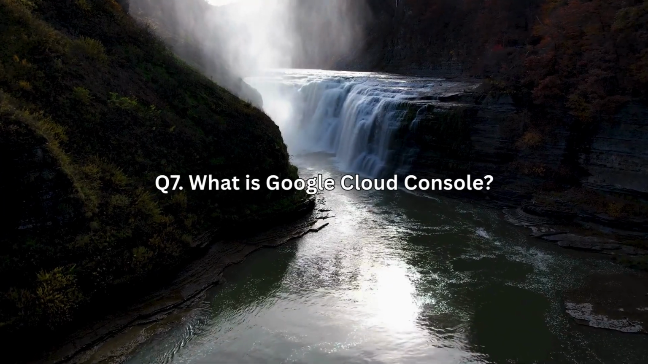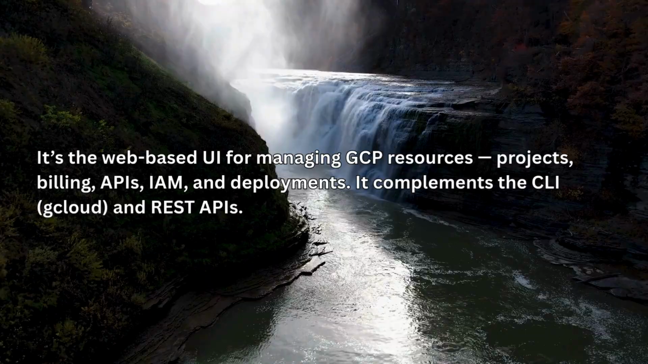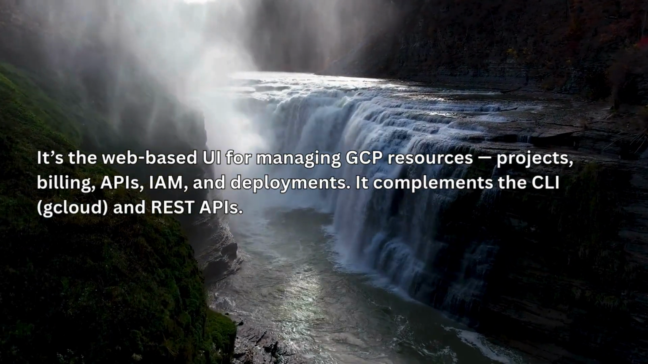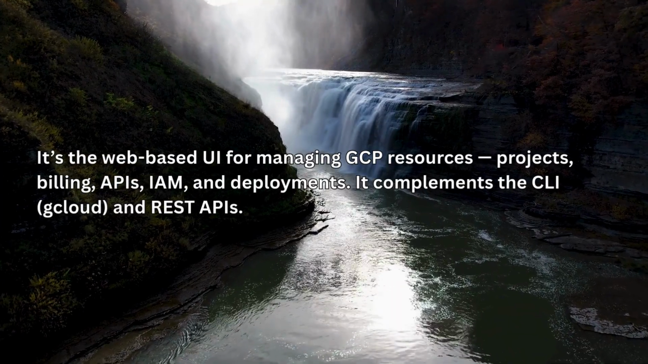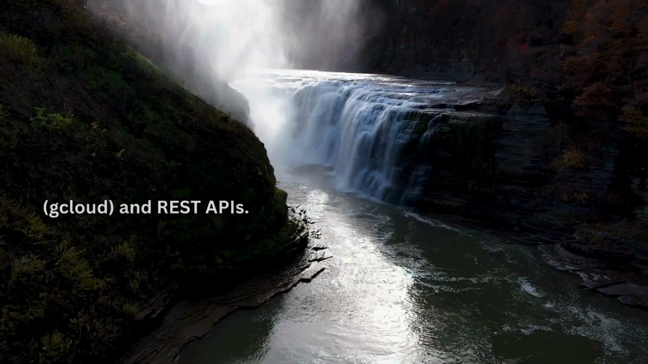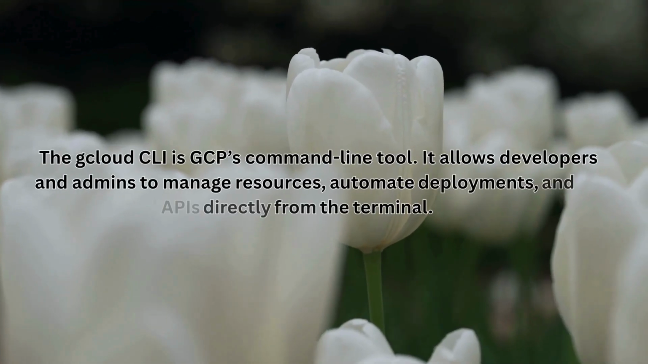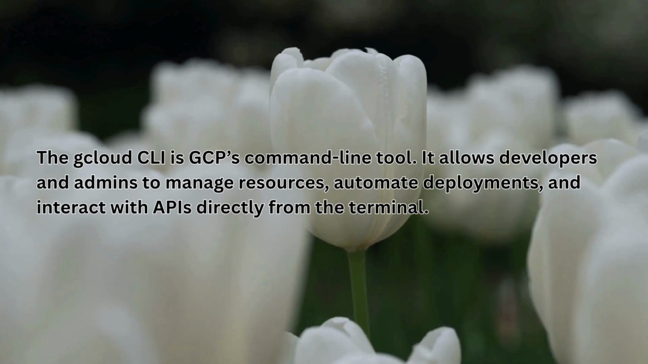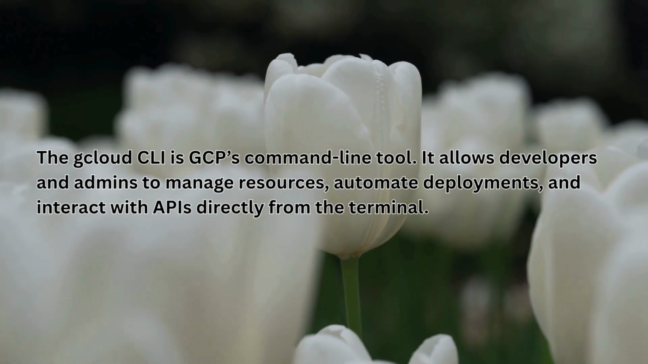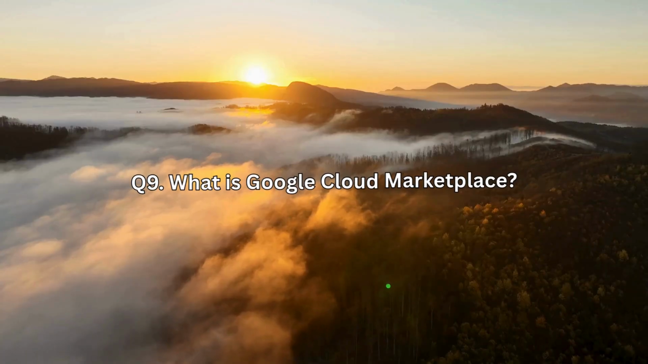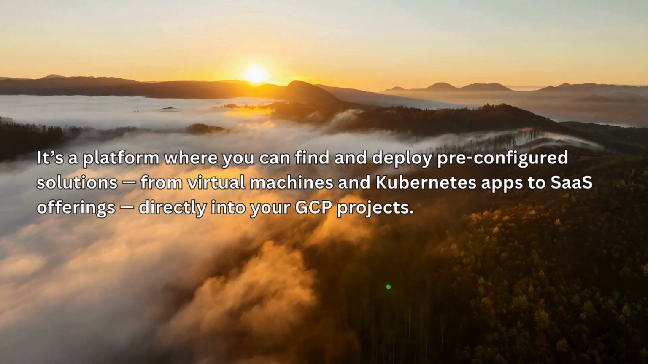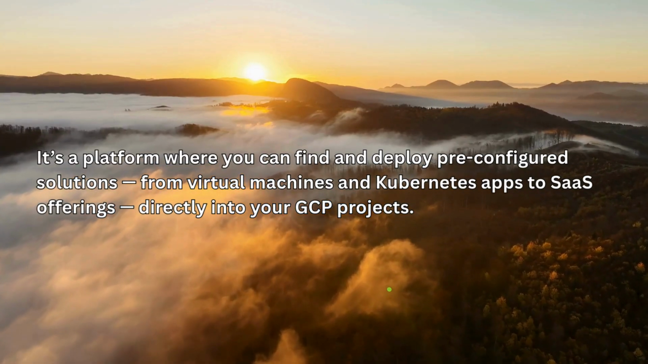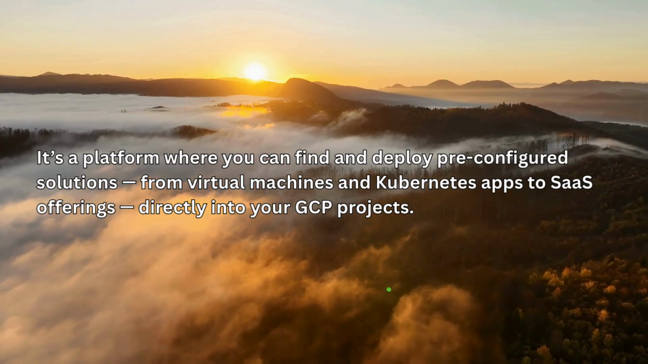What is Google Cloud Console? It's the web-based UI for managing GCP resources, projects, billing, APIs, IAM, and deployments. It complements the gcloud CLI and REST APIs. What is the gcloud CLI? The gcloud CLI is GCP's command line tool. It allows developers and admins to manage resources, automate deployments, and interact with APIs directly from the terminal. What is Google Cloud Marketplace? It's a platform where you can find and deploy pre-configured solutions, from virtual machines and Kubernetes apps to SaaS offerings, directly into your GCP projects.